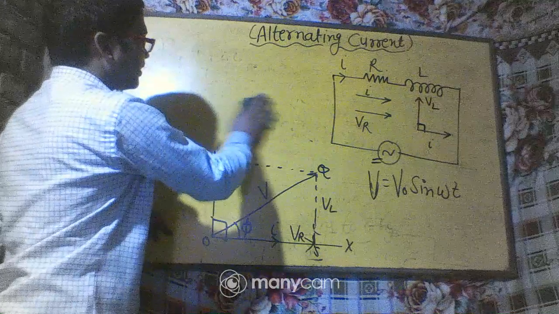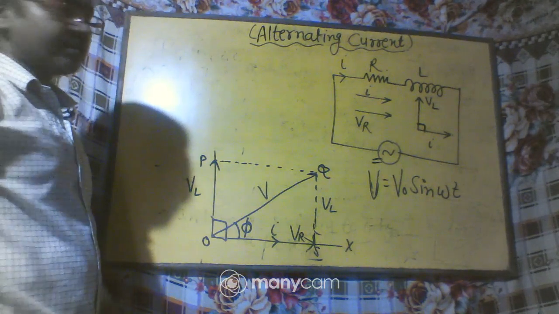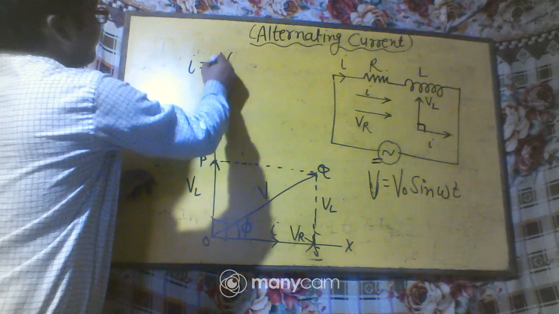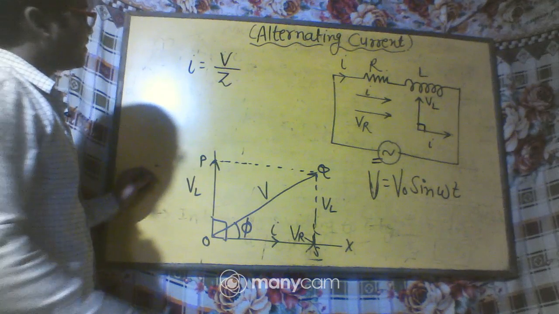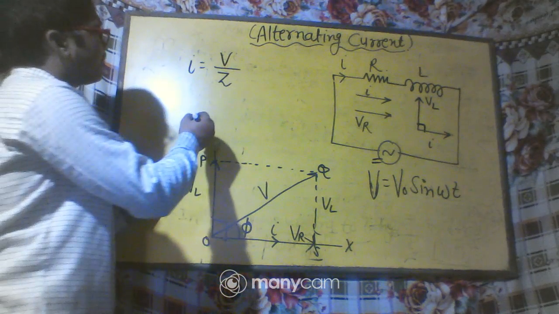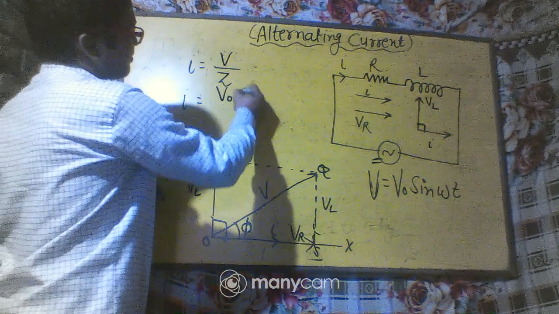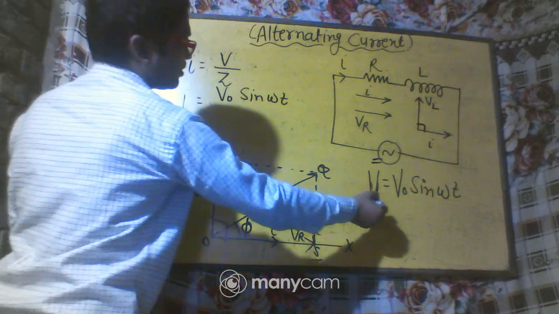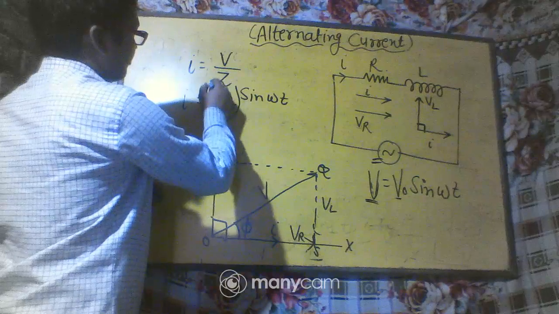So let's see what is the equation of current. The net current flowing in this circuit, it means the current which is flowing through the resistor and inductor both, is given by I is equal to V by Z. Now what is this V? This V is variable, and it is equal to V naught sine omega t. This is the applied voltage upon Z.